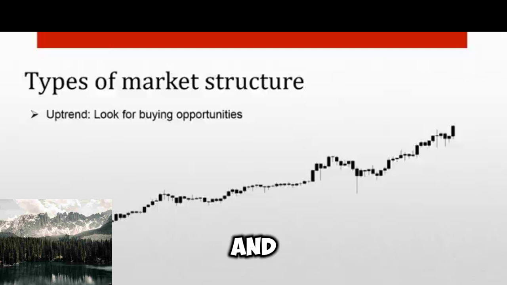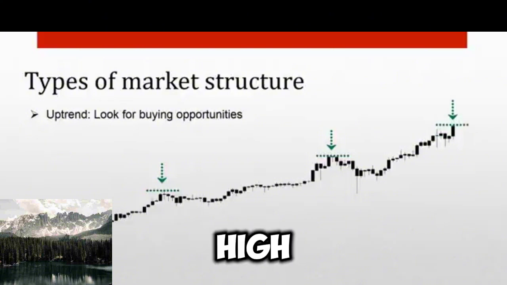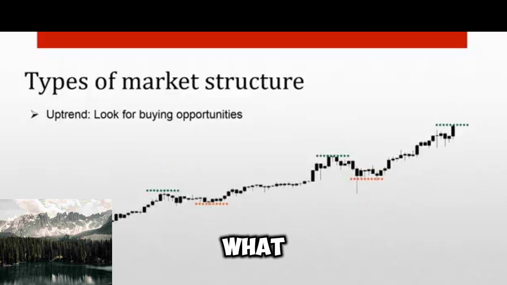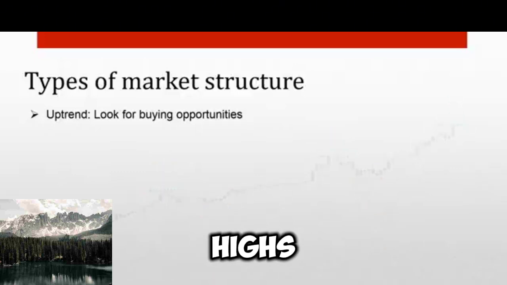So when you look at this, you will notice that an uptrend consists of a series of higher highs and higher lows. Look at this high, another higher high, I'll cluster this as 1, and another higher high. If you look at the lows, it's a higher low, higher low, higher low. So this is what I mean by an uptrend, a series of higher highs and higher lows.